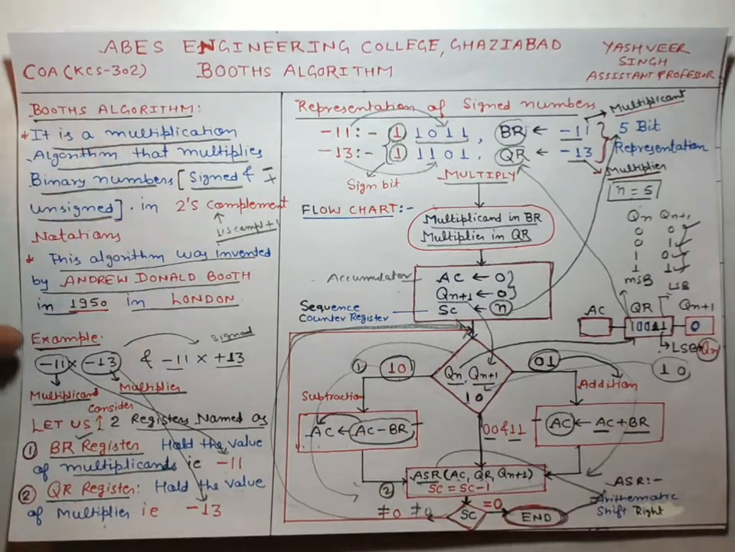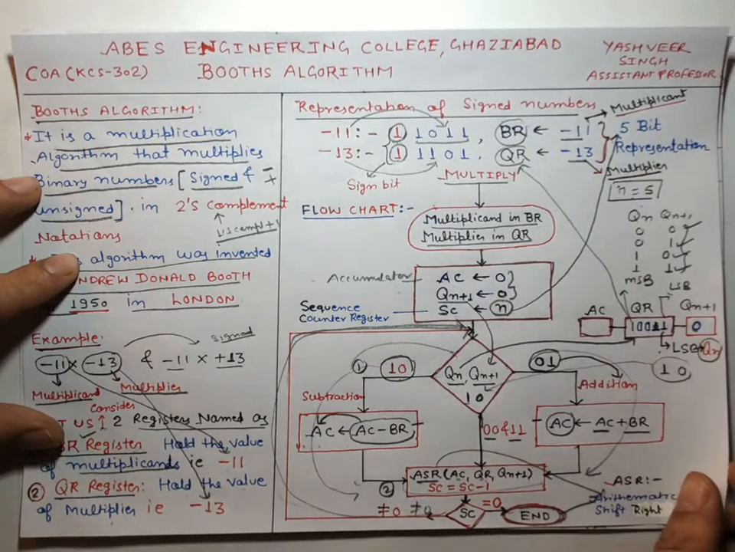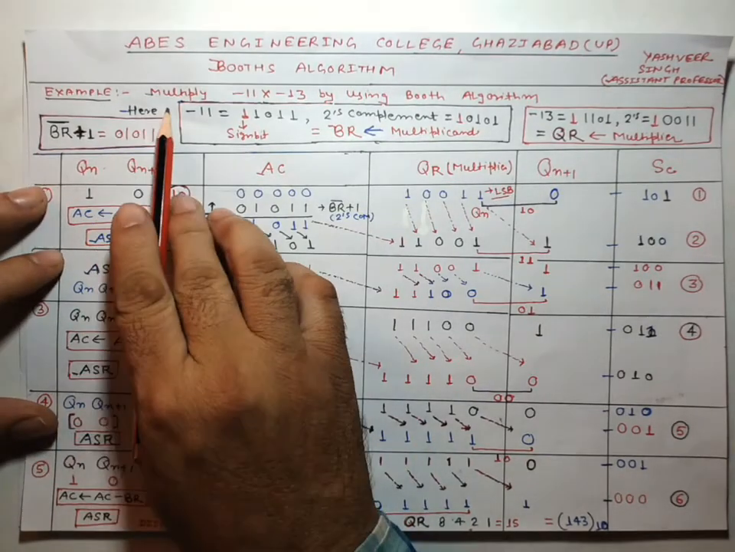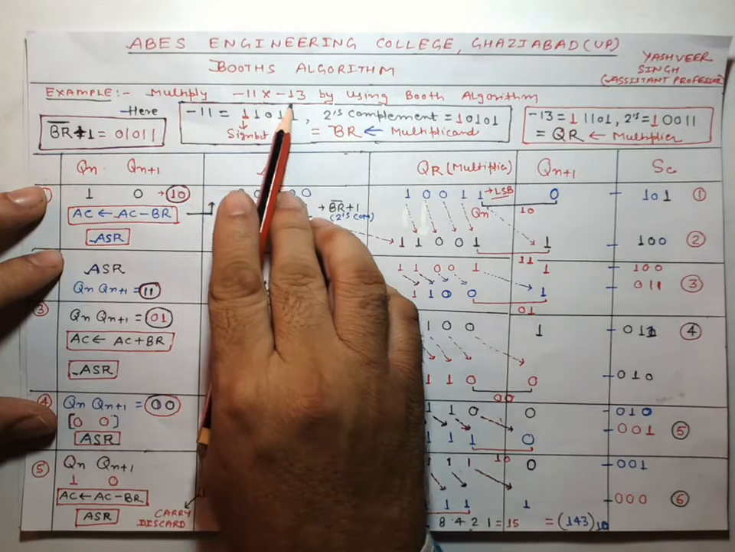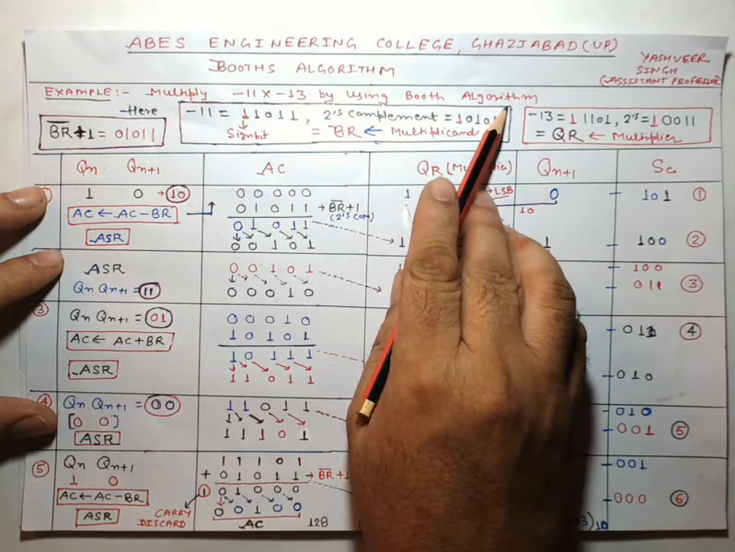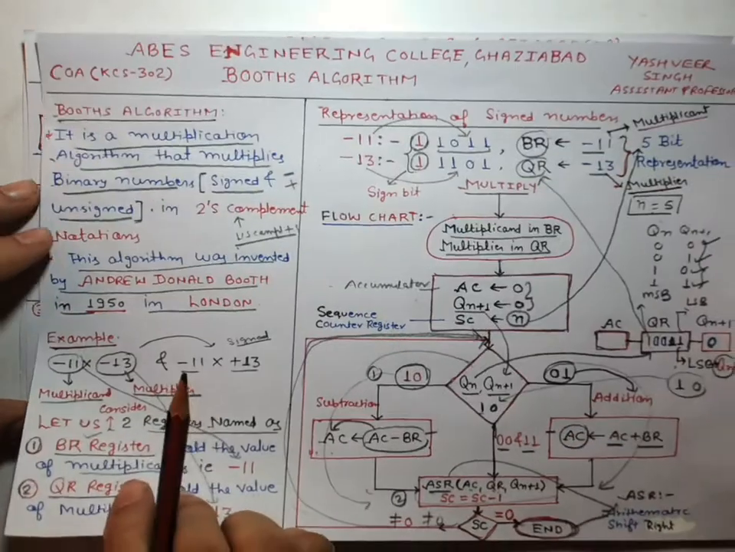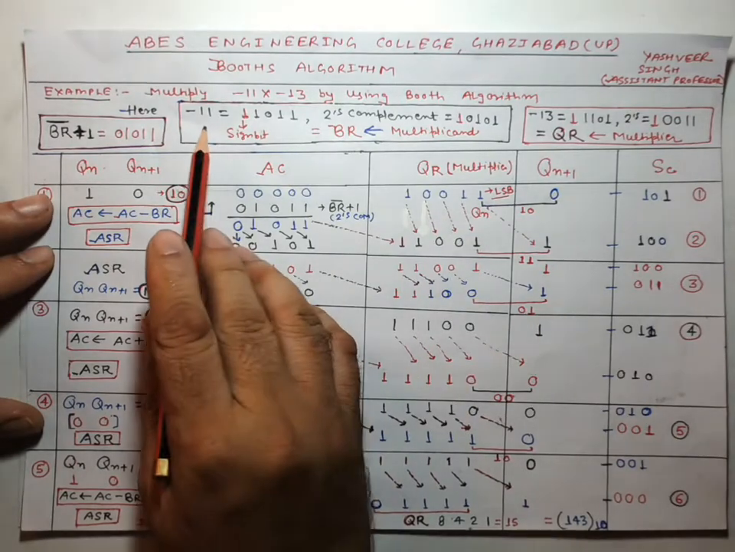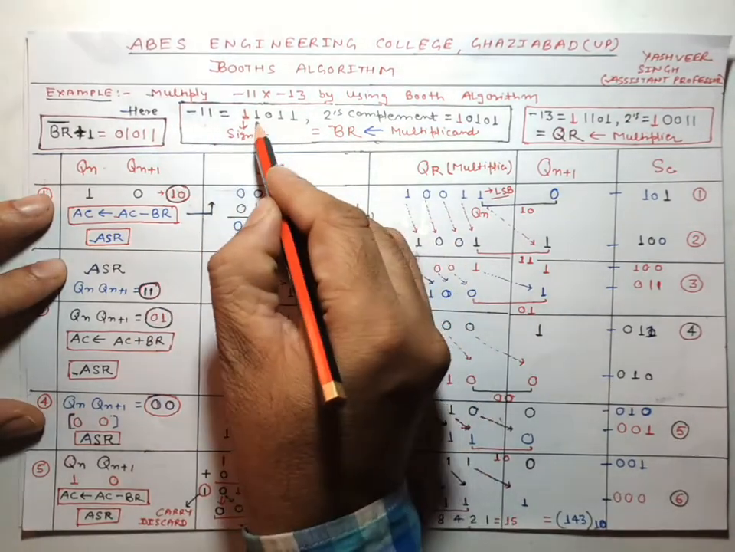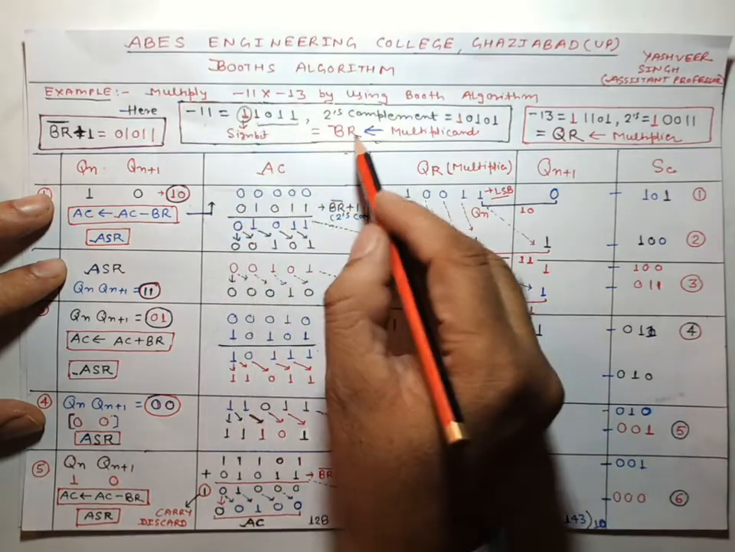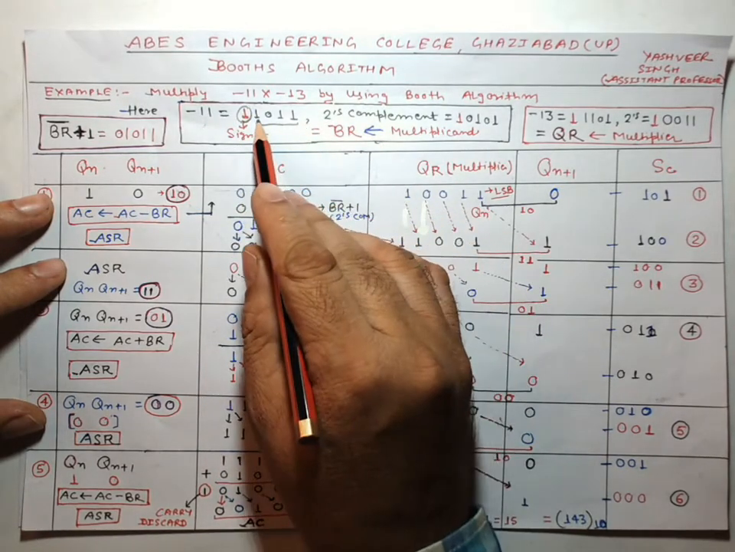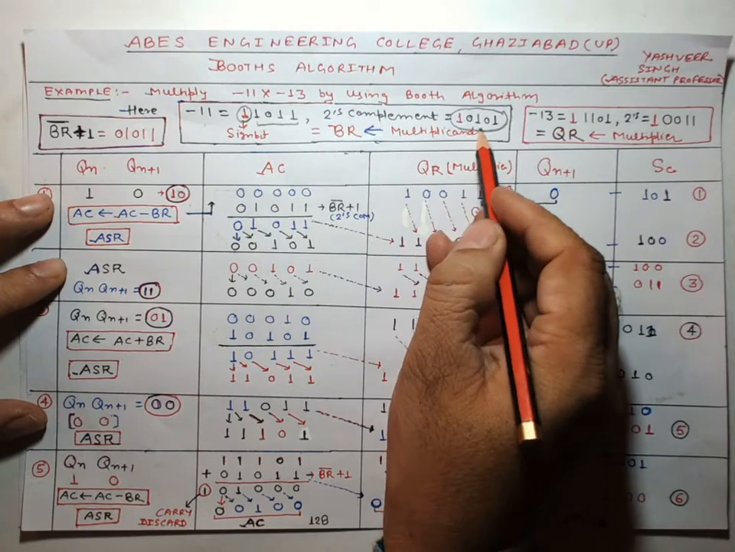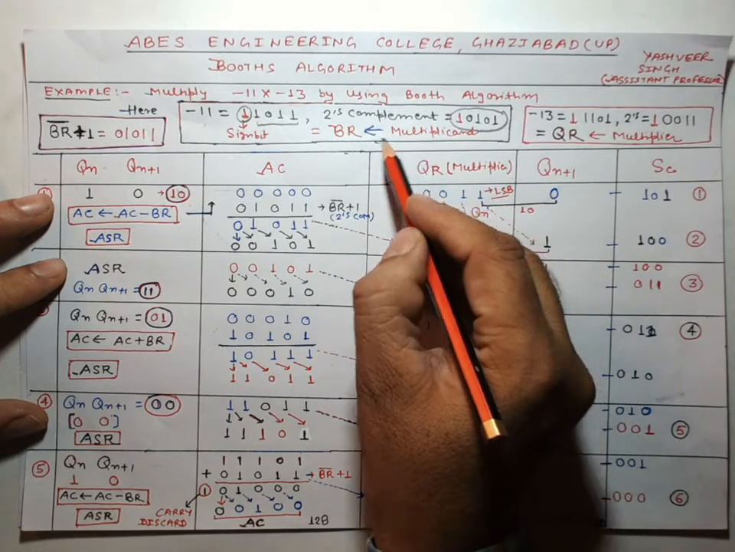Now I am going to explain an example of the Booth algorithm. The example is to multiply -11 by -13 using the Booth algorithm. First of all, I have already told you this fully depends on the 2's complement notation. -11 is represented by 1011 and this is the sign bit. If we calculate the 2's complement of this number, then we will find the output in this form, 10101. This is the multiplicand and is stored in the BR register.